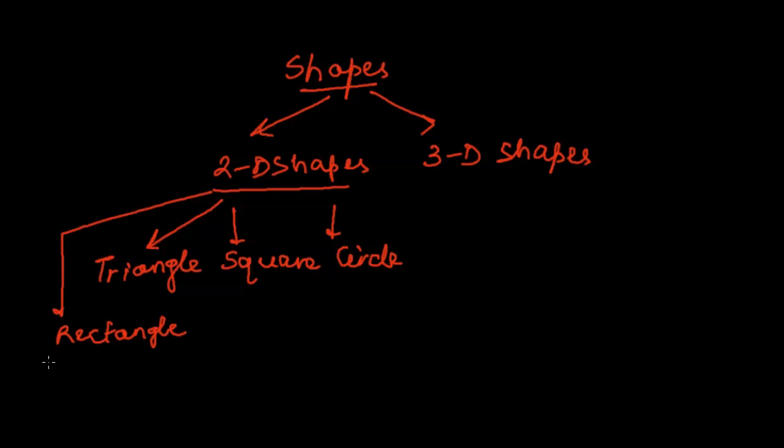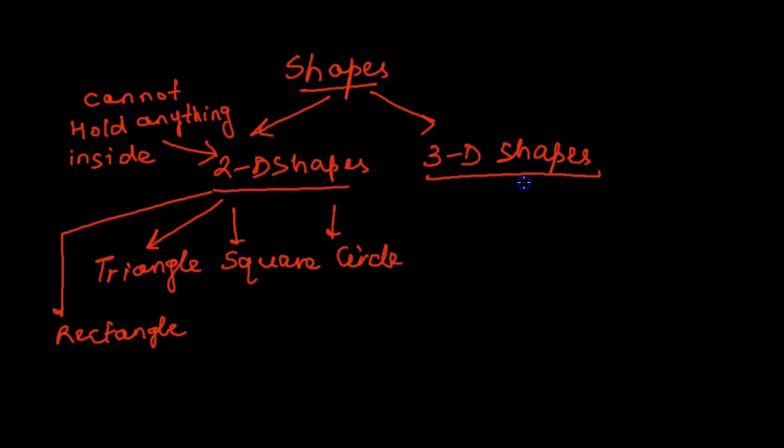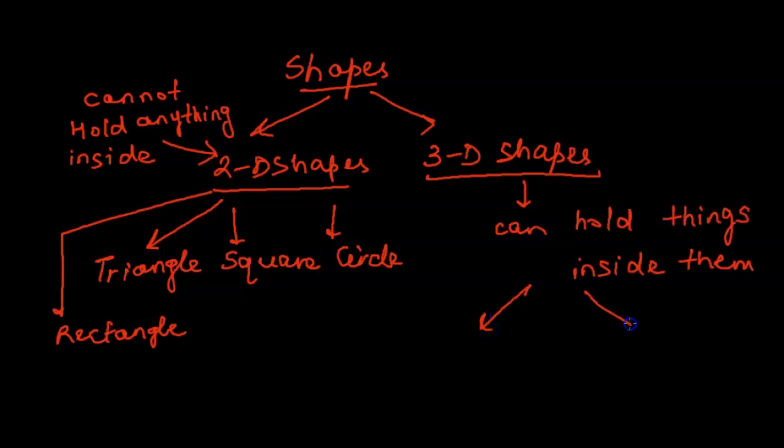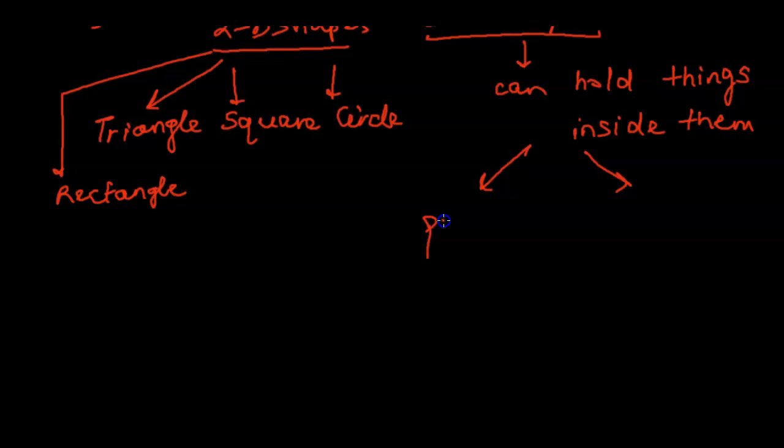So just a simple definition of a 2D shape is that 2D shapes are the shapes that cannot hold anything in them. So these are just kind of flat shapes that can be drawn on the paper. Whereas when we talk about 3D shapes, these are the shapes that can hold something inside them. And 3D shapes are divided into two basic types. One is called prisms. One is called pyramids. Let's talk about 2D shapes first. So these are the shapes that can be drawn on the paper or that cannot hold anything inside them.